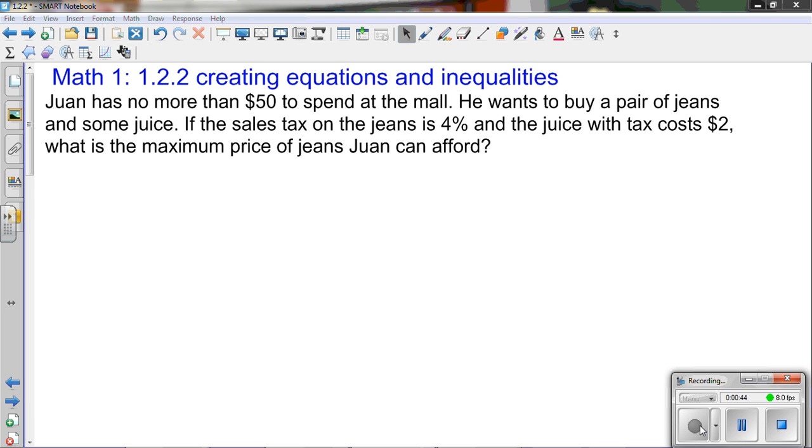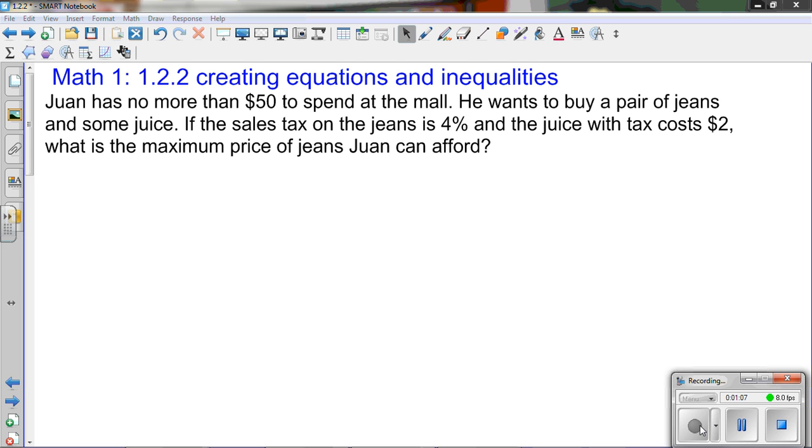Juan has no more than $50 to spend in a mall. So he has at most $50. So is it okay if he only spends $49, 48? Sure. But he can't spend over 50, because that's all he has. He wants to buy a pair of jeans and some juice. If the sales tax on the jeans is 4% and the juice with tax costs $2, what's the maximum price of jeans one can afford?